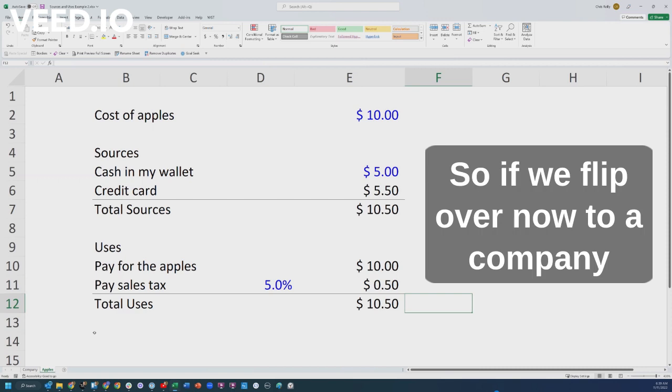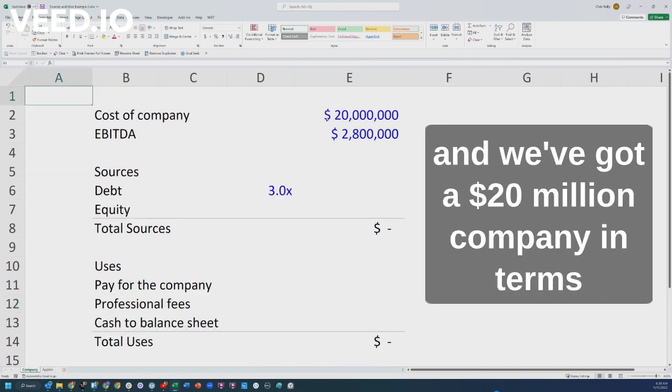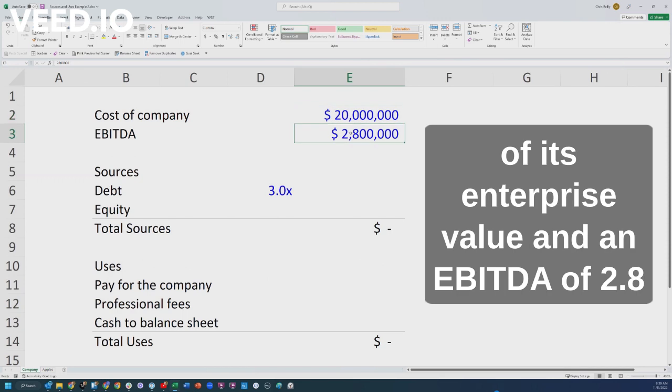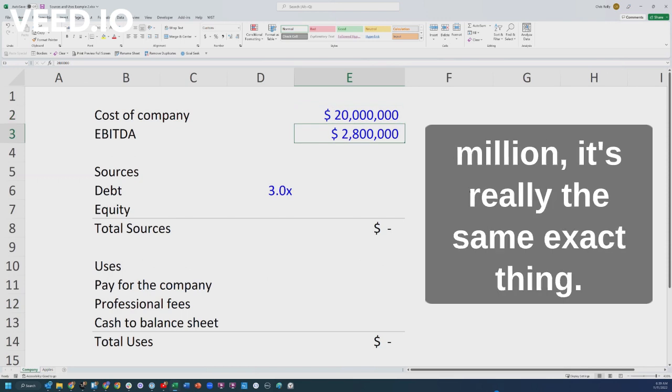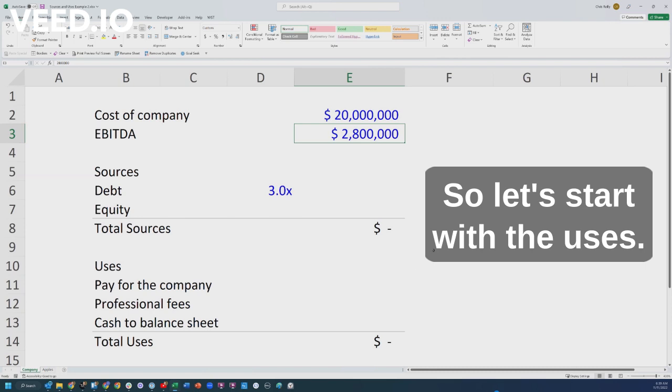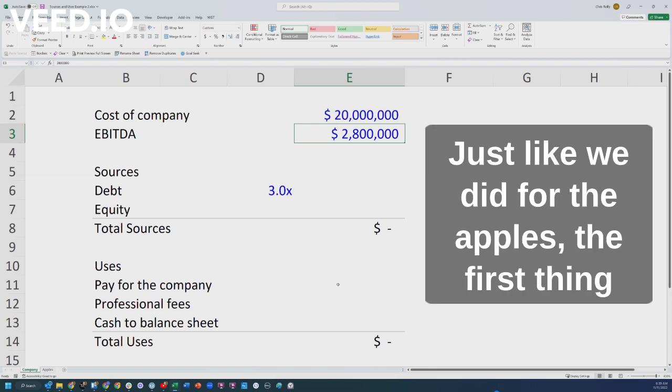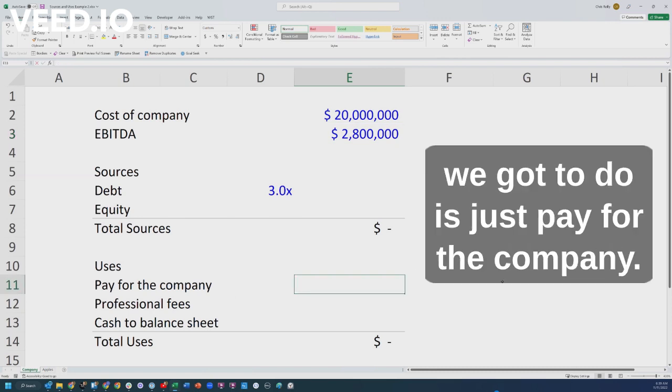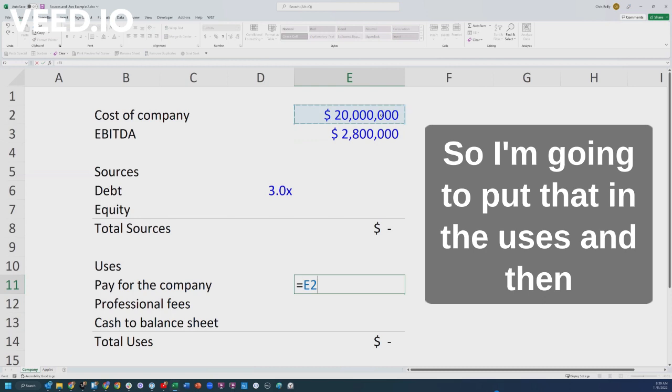So if we flip over now to a company, and we've got a $20 million company in terms of its enterprise value and an EBITDA of 2.8 million, it's really the same exact thing. So let's start with the uses just like we did for the apples. The first thing we got to do is just pay for the company. So I'm going to put that in the uses.